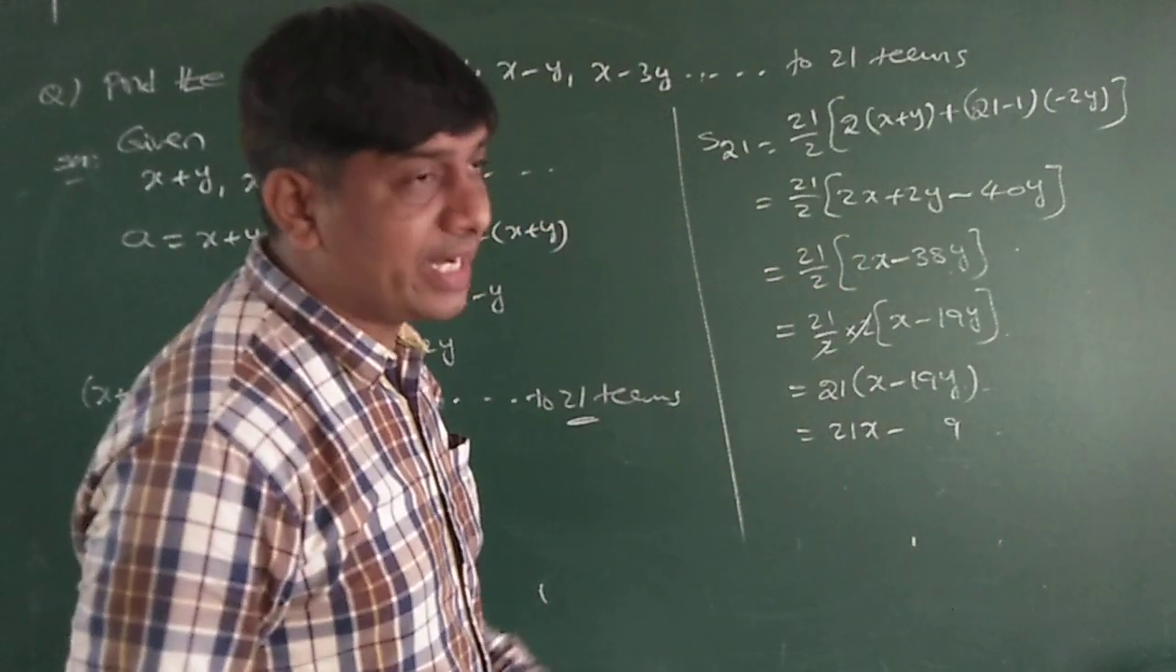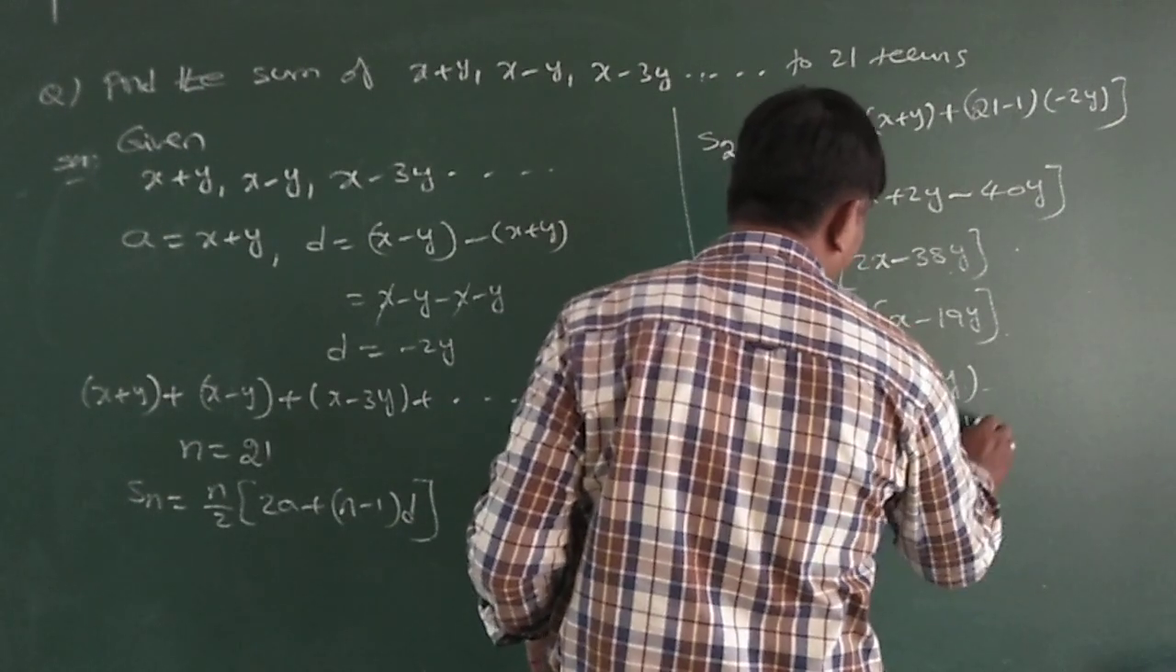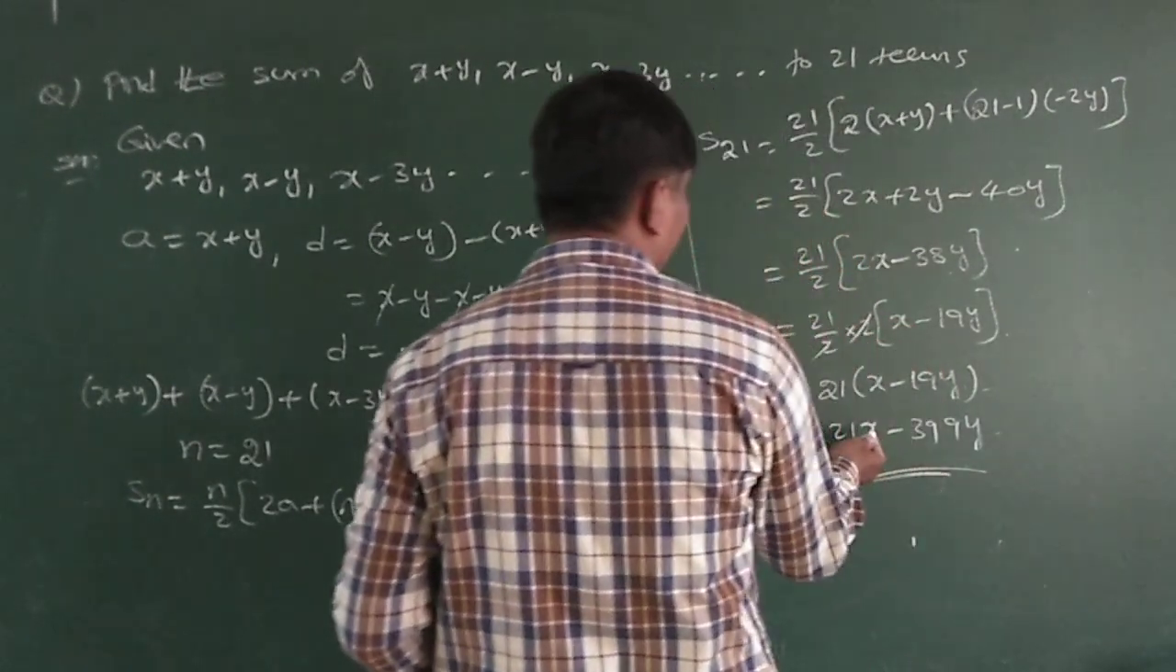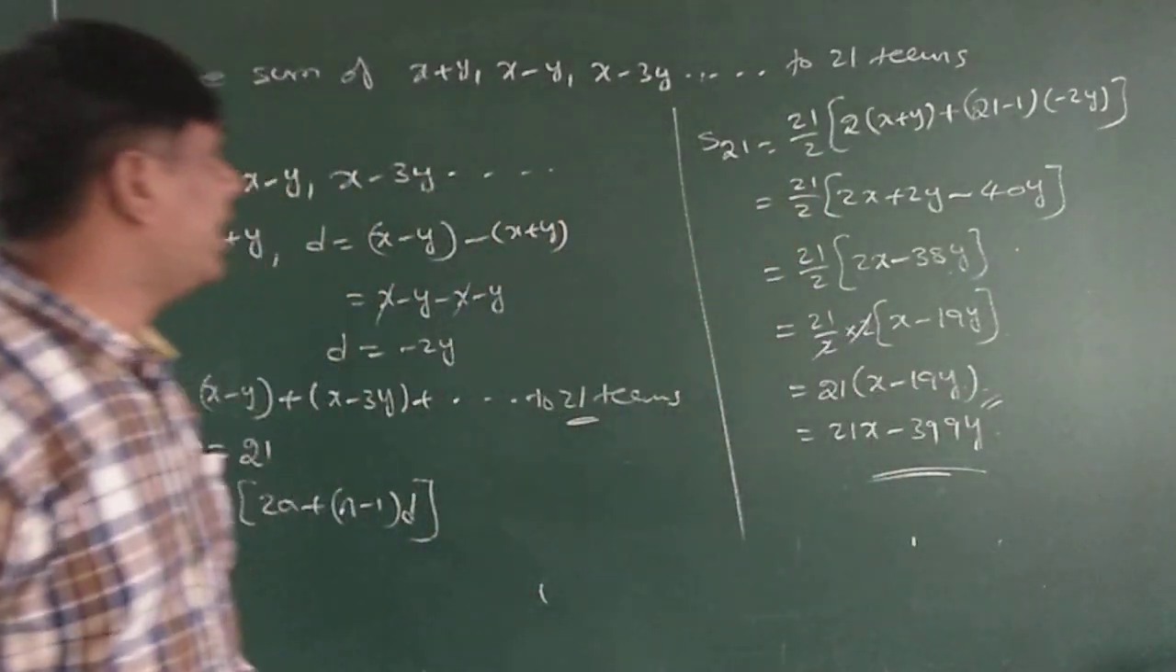19 twos are 38. 38 plus 1, 39. 399y. If you simplify this, you will get this. You can leave this one also. No issue. Is it clear?